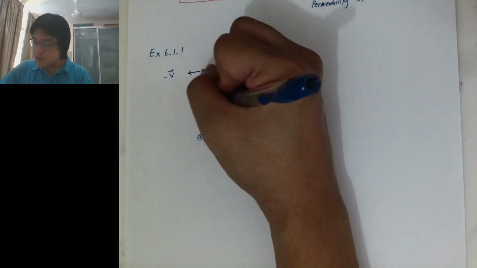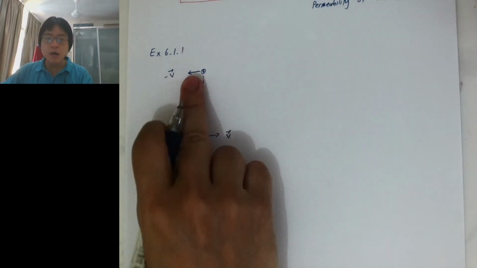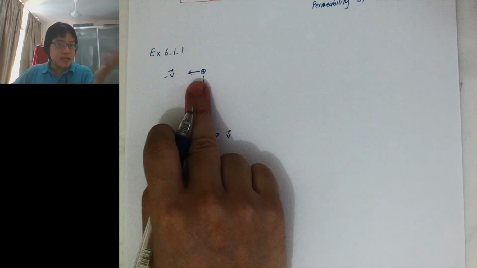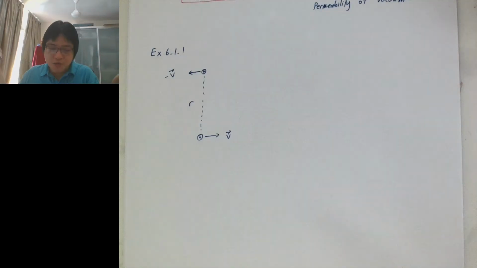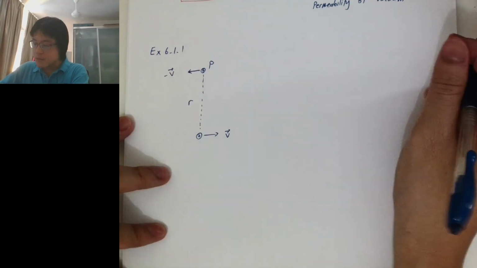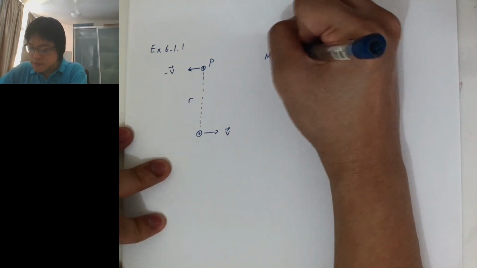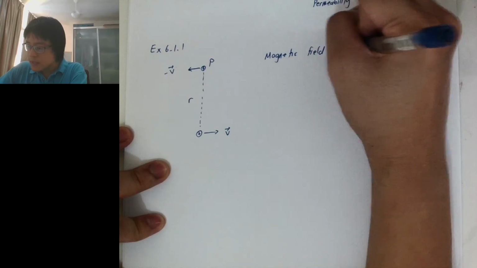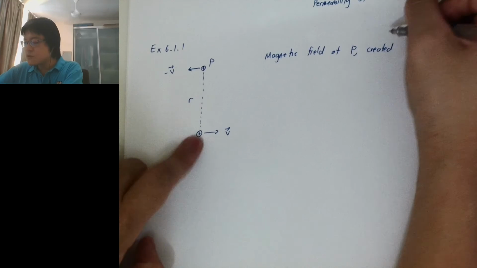Okay, so I want to calculate what are the forces acting on this. Well, to get the forces, I need to know what is the electric field and what is the magnetic field. Electric field, easy, the distance is r, Coulomb's law. But what's the magnetic field? We need to get the magnetic field first before we know the force. So let's call this point P. Firstly I want to figure out the magnetic field at P created by this lower charge.